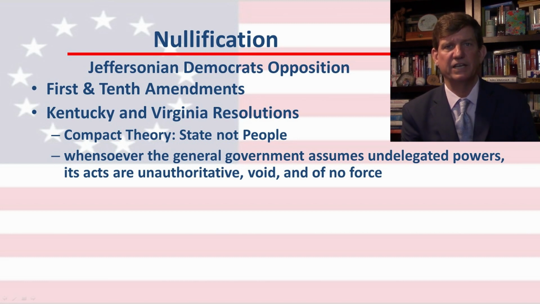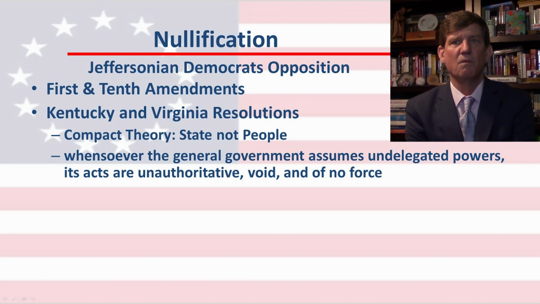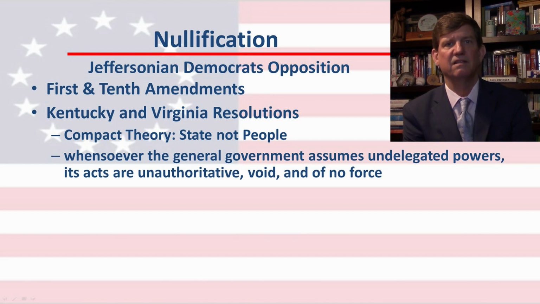Both Kentucky and Virginia passed resolutions. Those resolutions stated that the Constitution was a compact among states, not people. That the states, because they wrote the Constitution, were superior to the federal government. Compact theory. That states came together to create the federal government, not people.